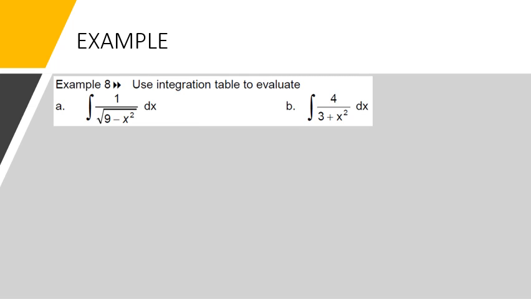Example 8. Use the integration table, the integration formula, to evaluate the integral of 1 over square root of 9 minus x squared dx. So how do we do it? Firstly, we need to know what this integration will give. Look back at the formula: when there is a square root, it must give sine inverse.